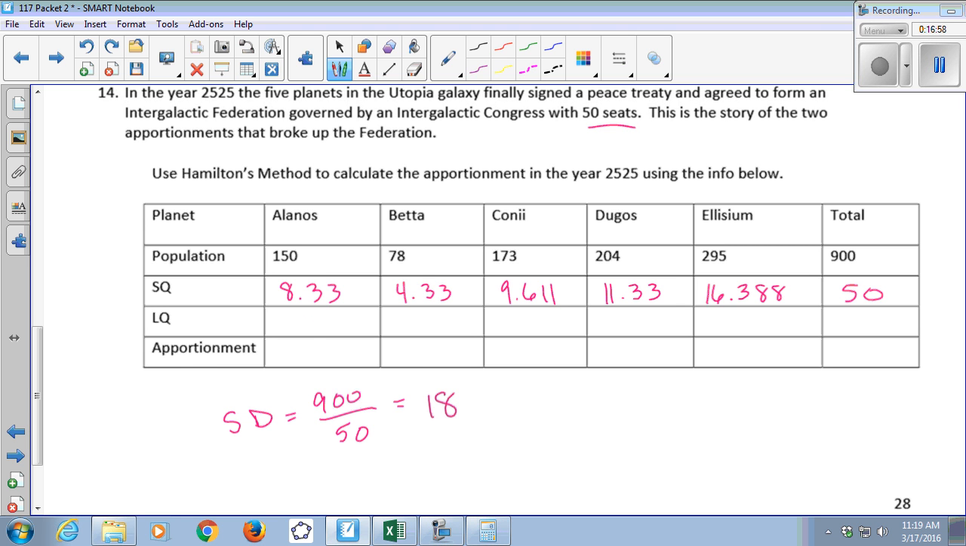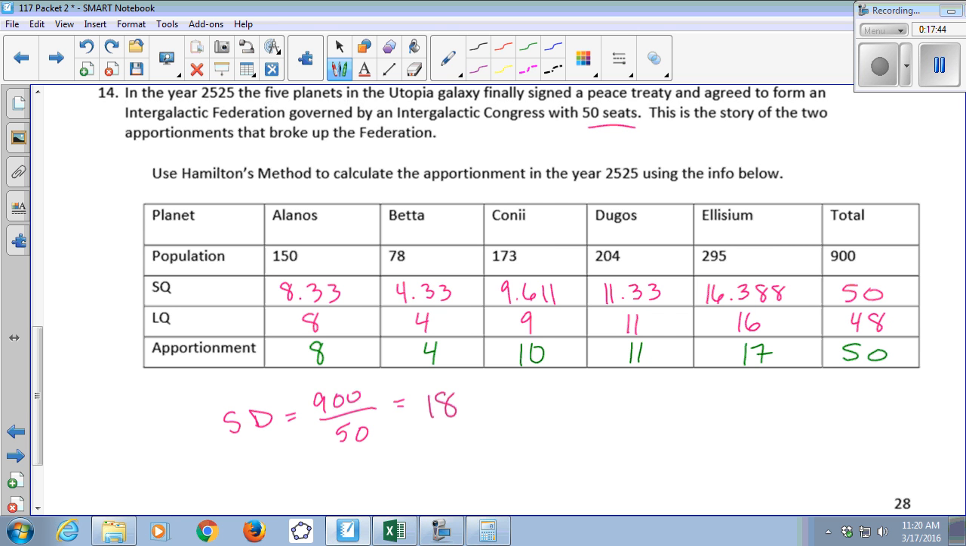Give each state its lower quota, 8, 4, 9, 11, and 16. Add those up. So that's 12 plus 9 is 21, 32, 42 plus 6 is 48 seats. All right, so I have 2 extra seats to give out. Who gets them? Connie and Elysium, yes. Those are the 2 largest decimal pieces, the 2 largest residues. So they get the extra seats. Everybody else just gets their original lower quota. And that adds up to 50.